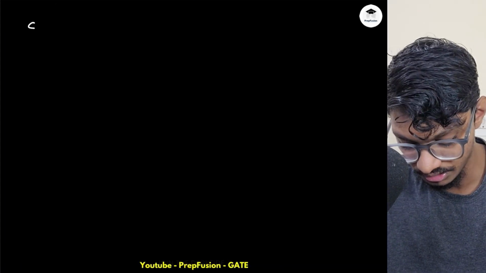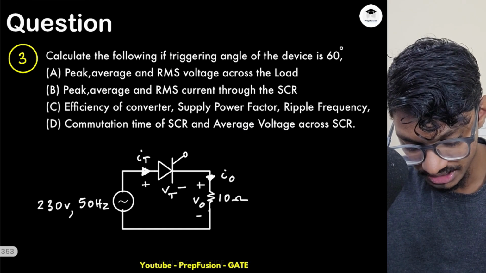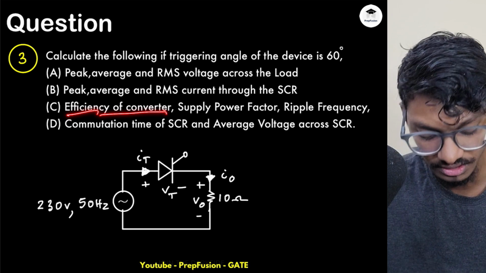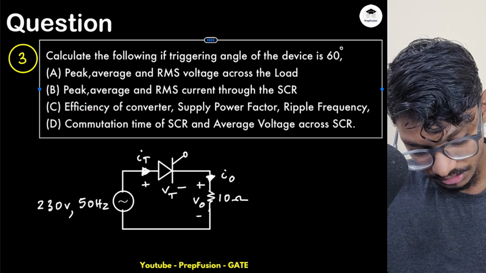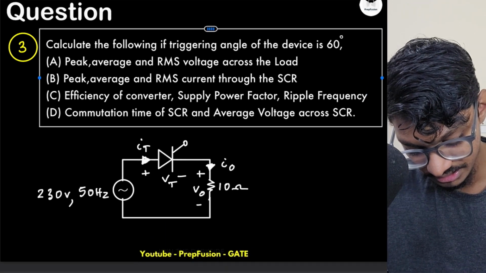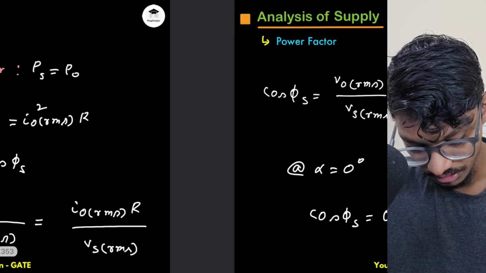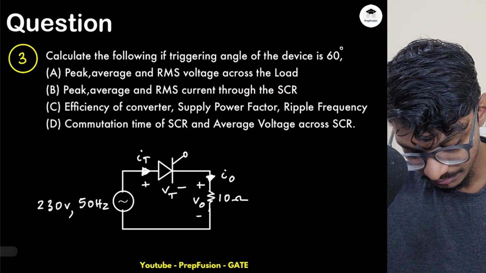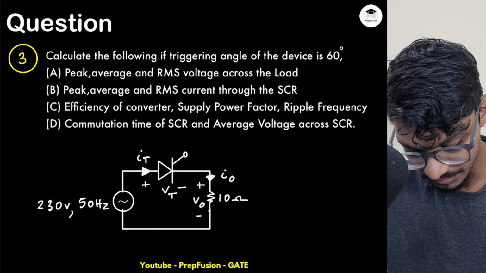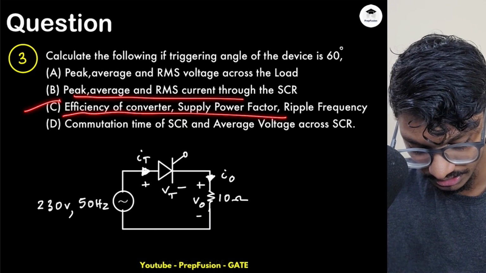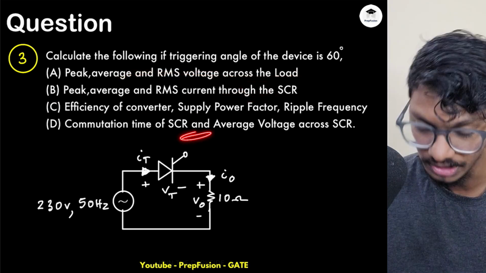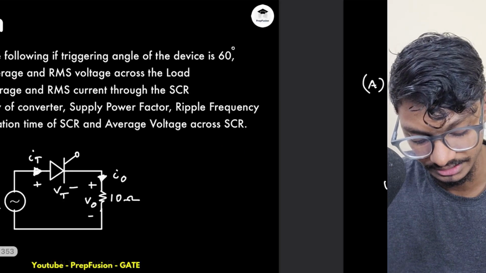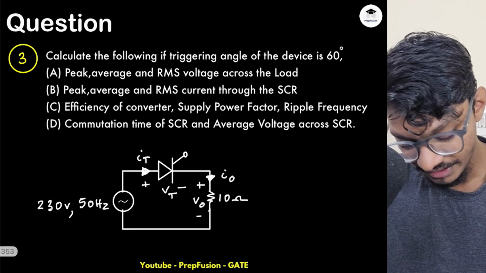Now let's go to the third part, the C part. The C part is asking to find the efficiency of the converter, supply, power factor, ripple frequency. I will do them one by one. Just hold on. This part is asking about the supply side. This part was asking about the load side, and this was about the rectifier side, right? And this is also asking about the converter side. So I need to find out efficiency of the converter.